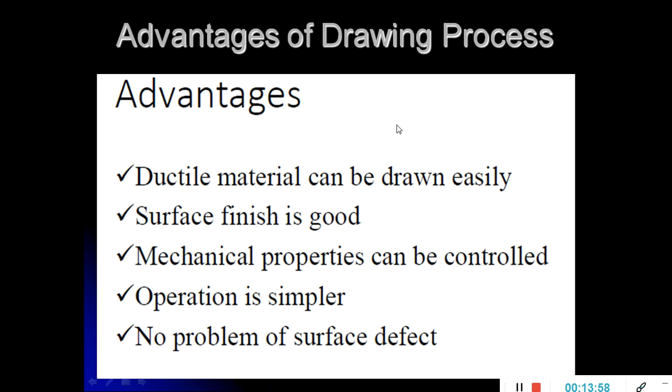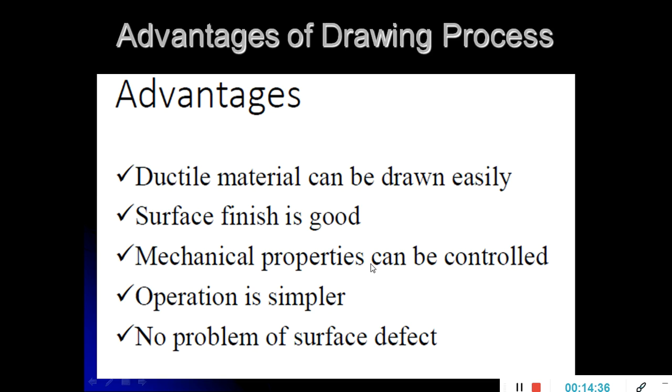Now what are the important advantages of the drawing process? First one, ductile material can be drawn easily. Of course, material which has the highest ductility can be drawn very easily because it is soft in nature. Limited force is required to deform the ductile material. Therefore, ductile materials are easily drawn with the help of a drawing process. Surface finish is good as it is a cold working operation. No oxidation takes place, no scaling is formed.